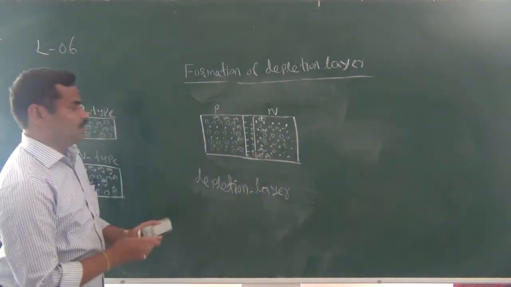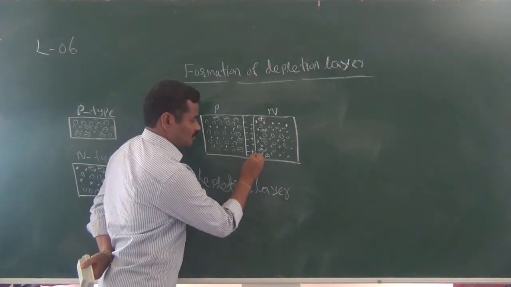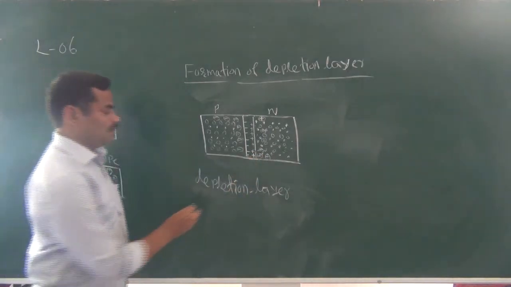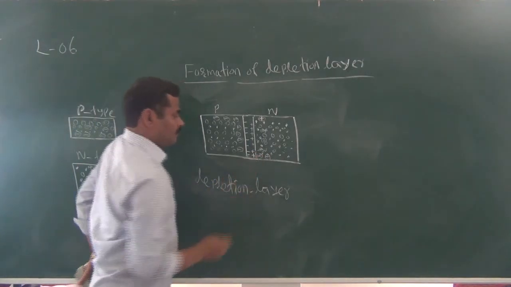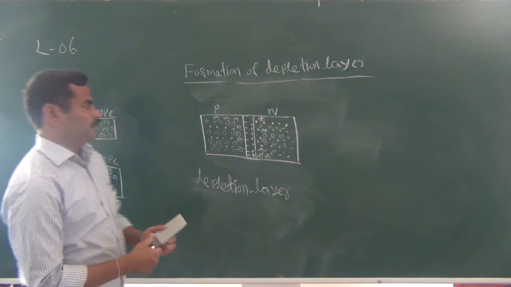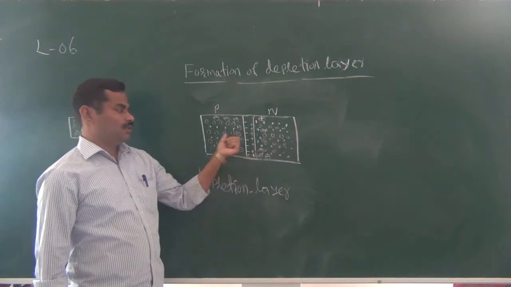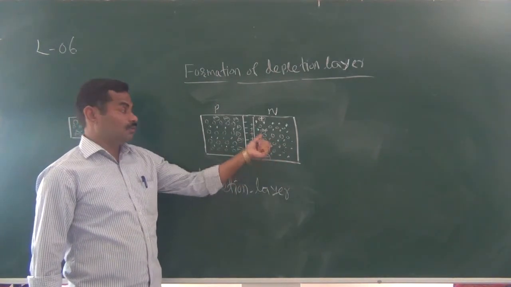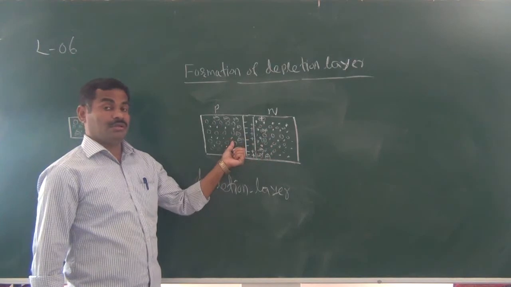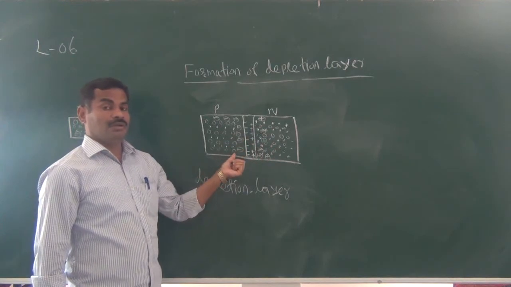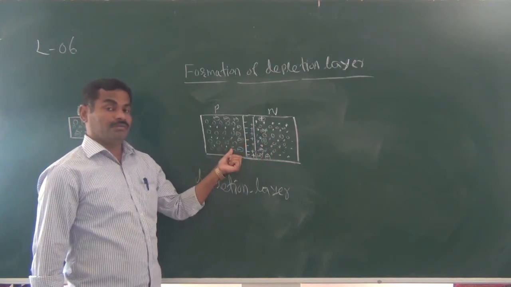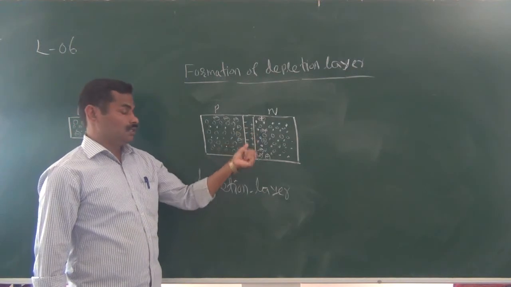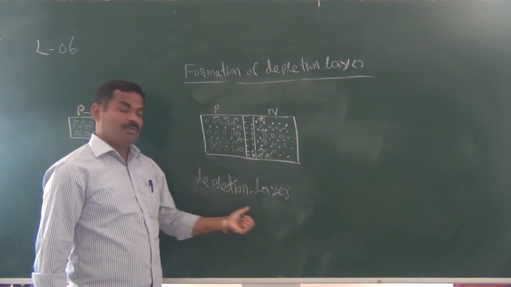It means, as I said here, no doubt the electrons are moving here and holes are moving here. What about these negative and positive ions? They are not moving, because they are immovable. They will create some layer. This layer is nothing but the depletion layer.